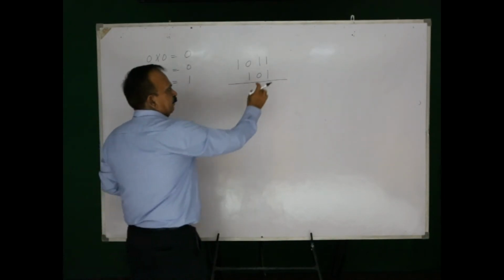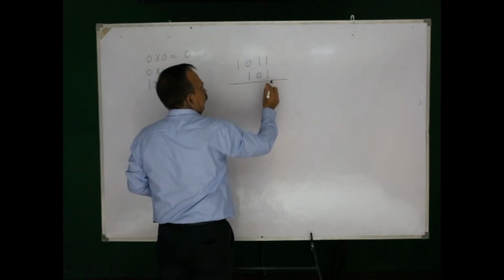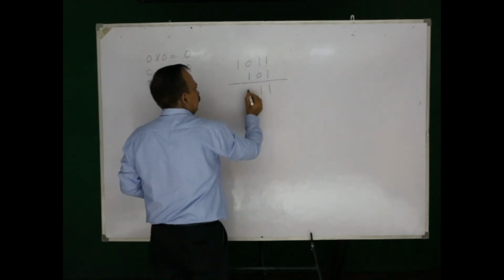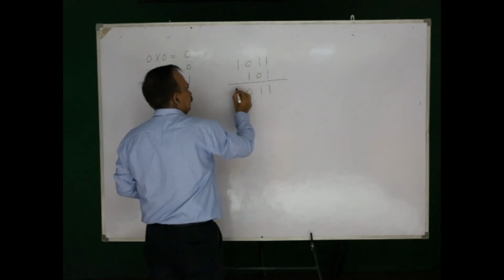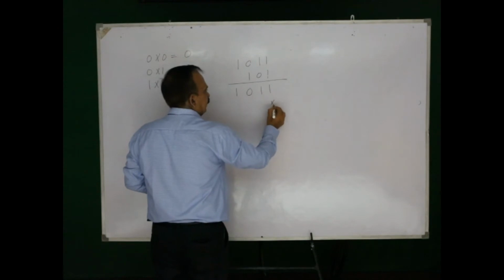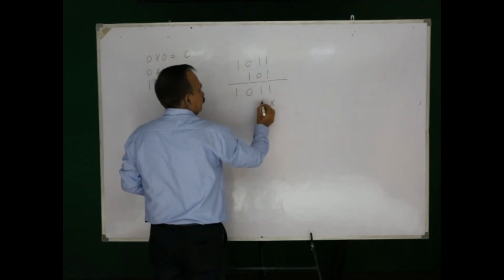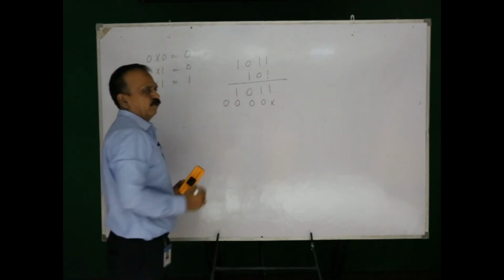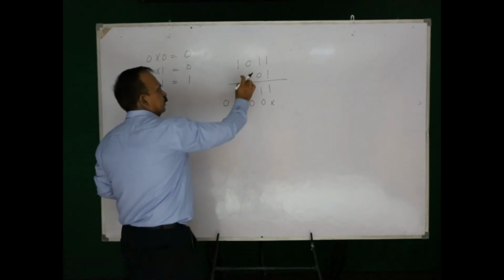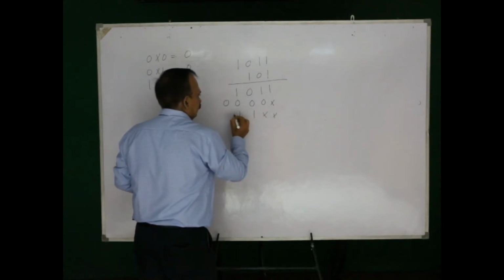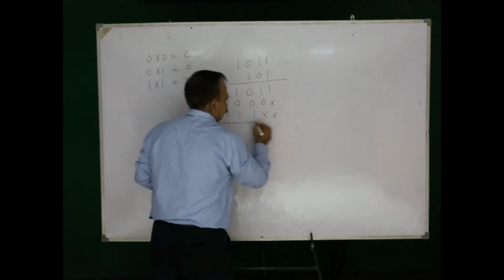I will be multiplying by 1. So it is 1 into 1, 1, 1 into 1, 1, 1 into 0, it is 0, and 1 into 1, it is 1. Say the next bit. I think 0, the second is 0, the third is 0, and the fourth is 0. The next one, multiplication with 1, it is 1, 1, 0 and 1.